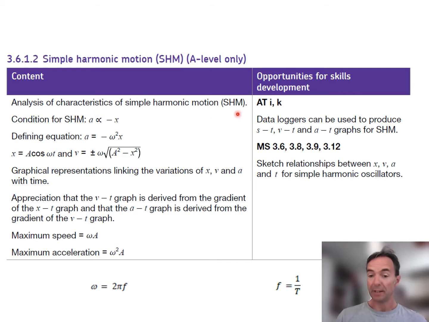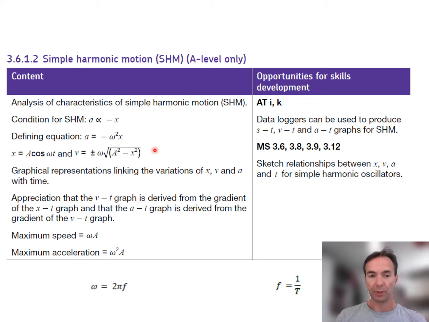Simple harmonic motion, this is just pendulums, it's springs going up and down. It may be liquid in tubes. It might be electronic oscillators as well. So basically something that has a restoring force that is proportional to displacement from the zero displacement part. And I'll show you some examples of what that means, because obviously that does sound quite physicsy.